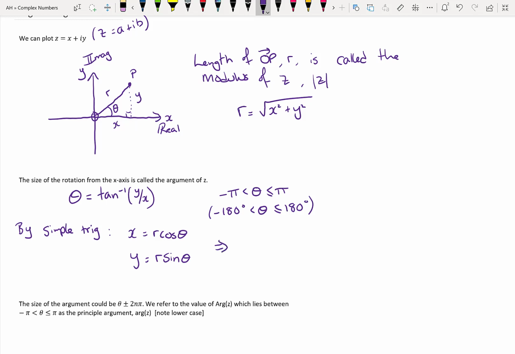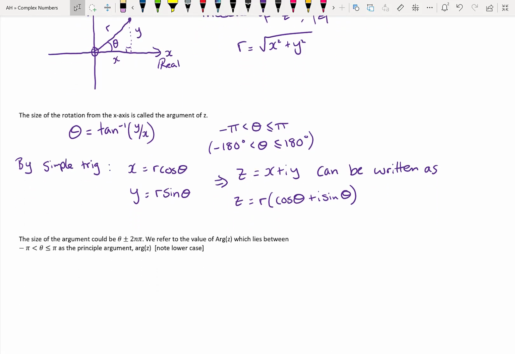As a result, this z equals x plus iy can be written in a different form. It can also be written as z equals r lots of cos theta plus i sine theta. All I've done is substitute x equals r cos theta and y equals r sine theta into that equation there. I've taken r out as a common factor, and it's left me with what's there.